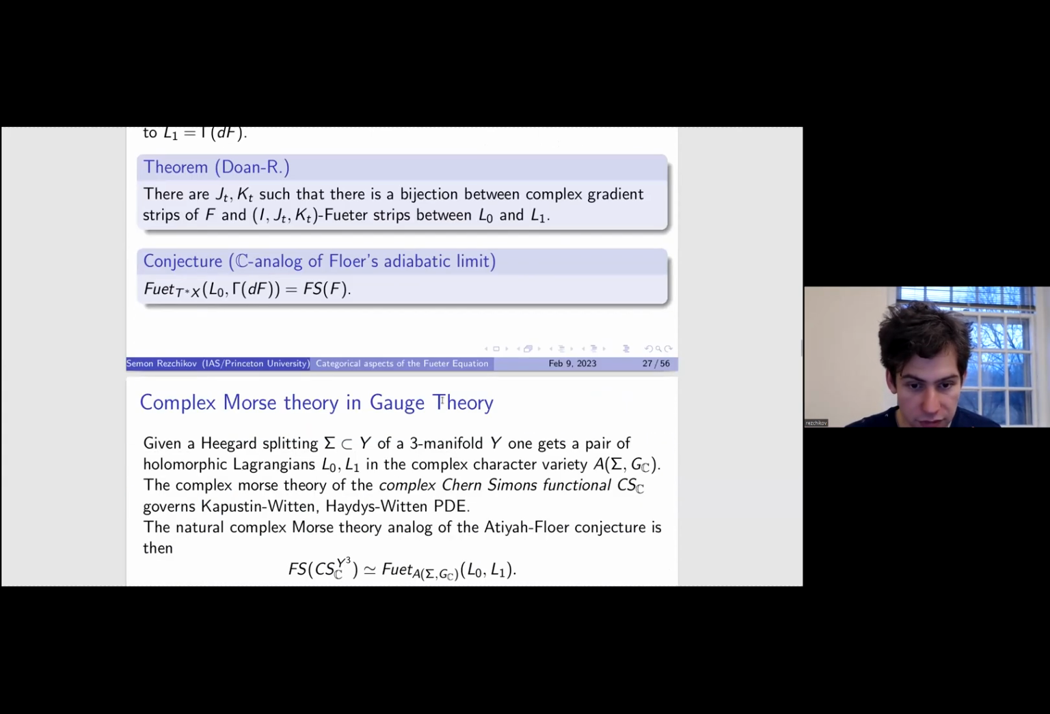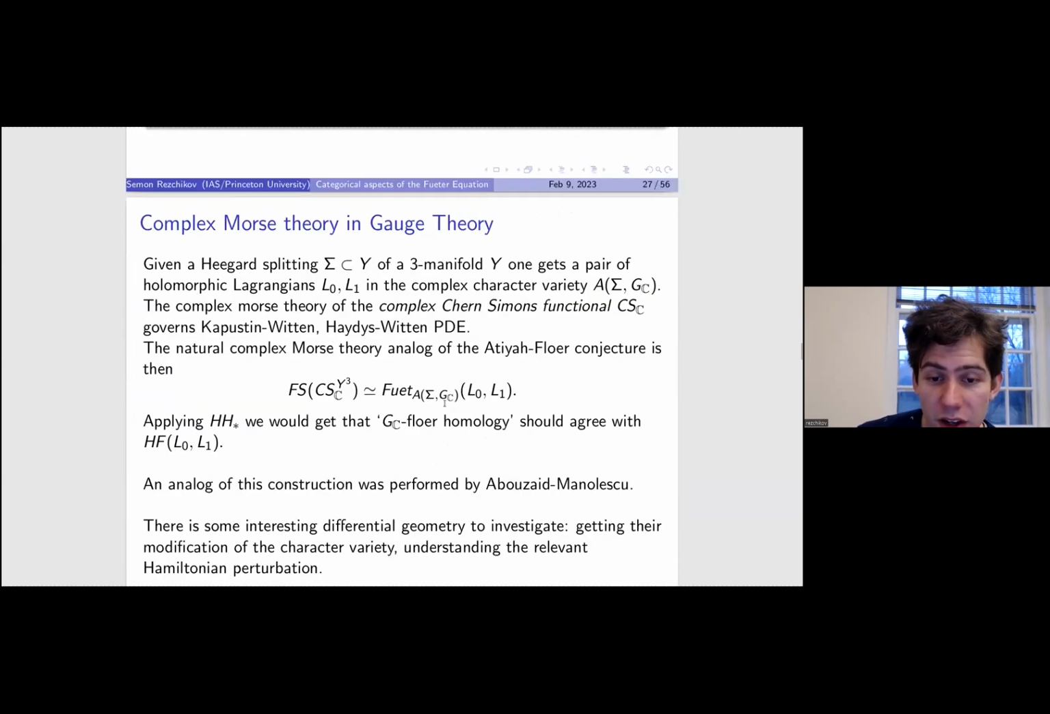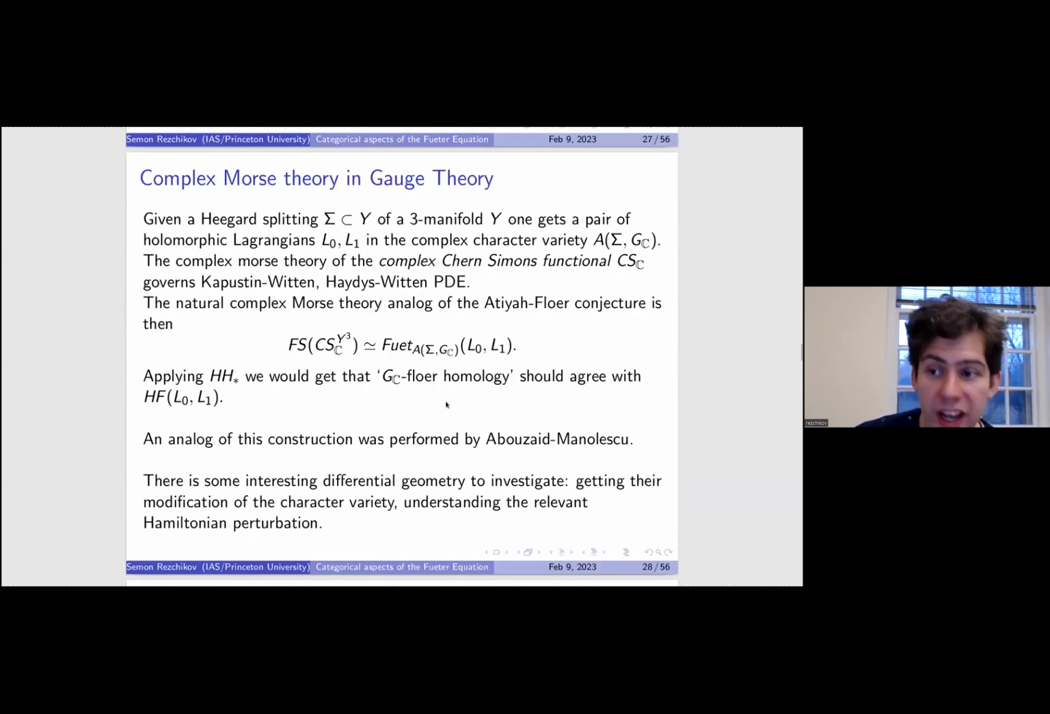Here's one thing I want to say, something I'd love to hear from someone at this talk later. One motivation for this whole story, like why Haydys did this, is that there's a bunch of interesting complex Morse functions. For example, the complex Chern-Simons functional: if you have a connection on a principal bundle for a complexification of a compact Lie group, there's a natural holomorphic function on the space of such connections.